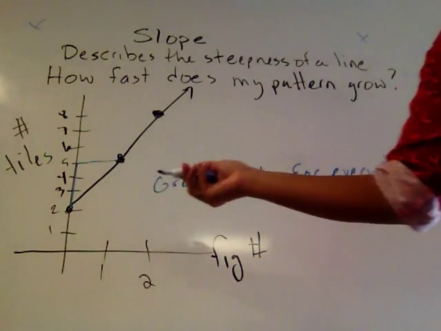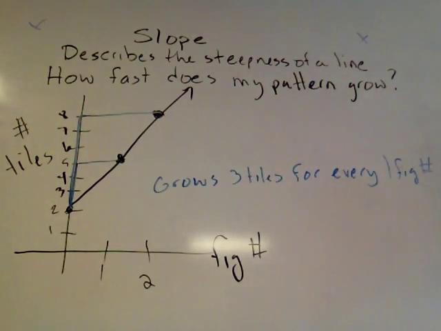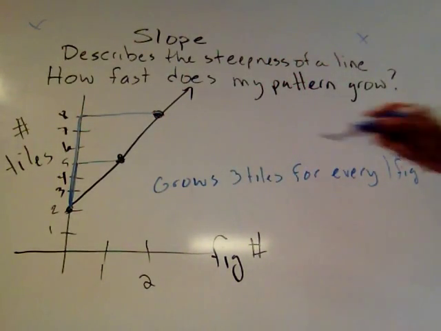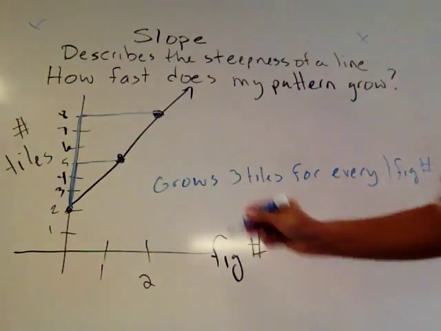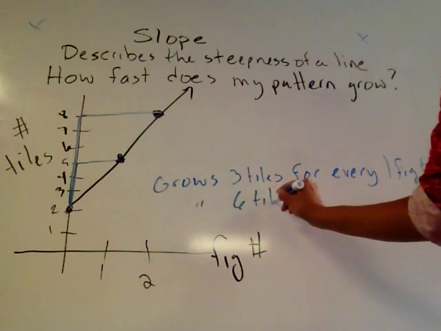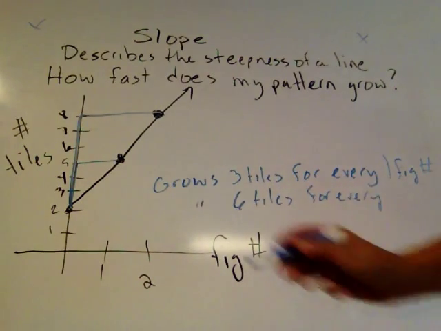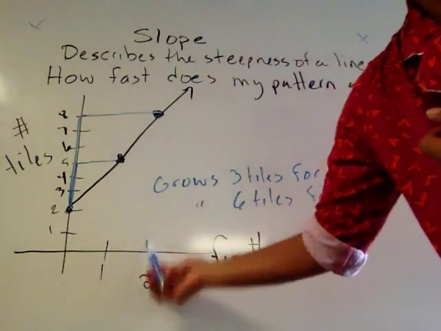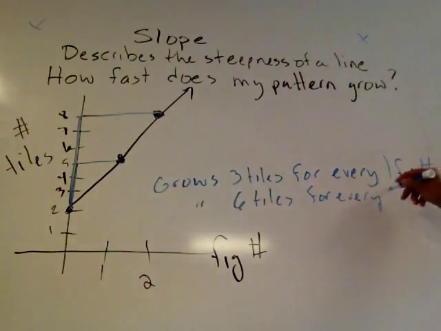And we could also draw another triangle. We could even draw a bigger one like that, as long as we go from dot to dot and then count the spaces. So if we look at the bigger triangle, we can count 1, 2, 3, 4, 5, 6. So this one grows 6 tiles for every... Now we have to be careful because we went over 1, 2 spaces. 1, 2 spaces for every 2 figure numbers.